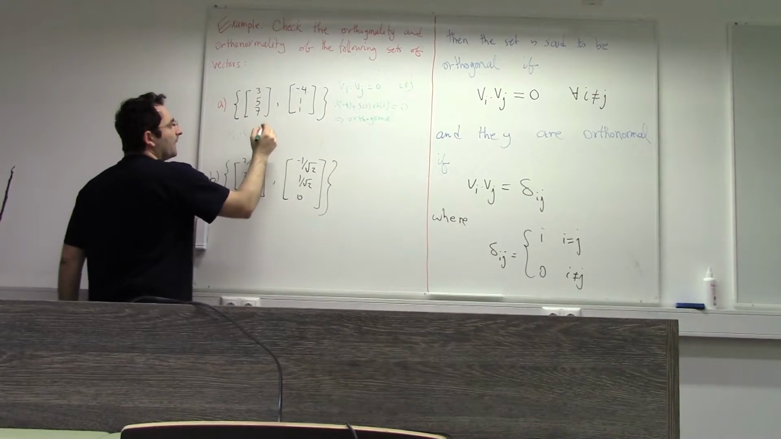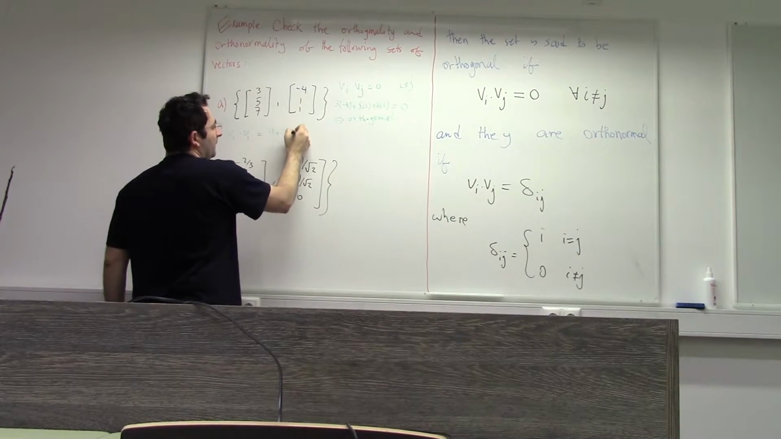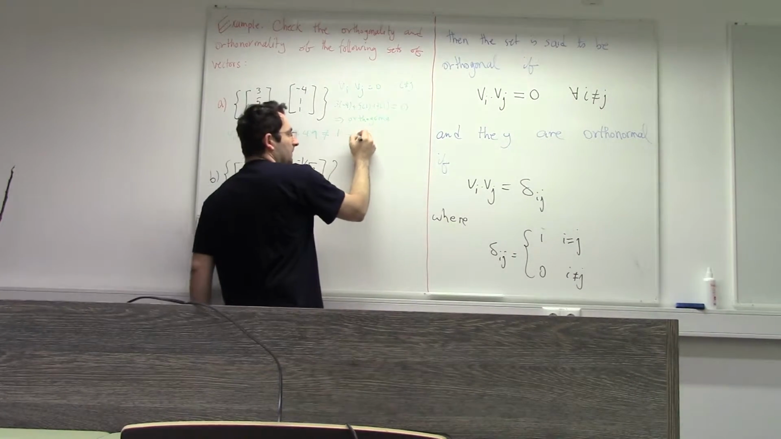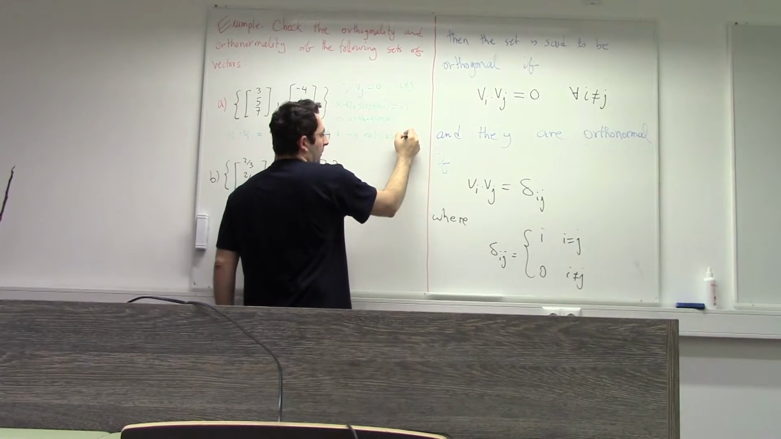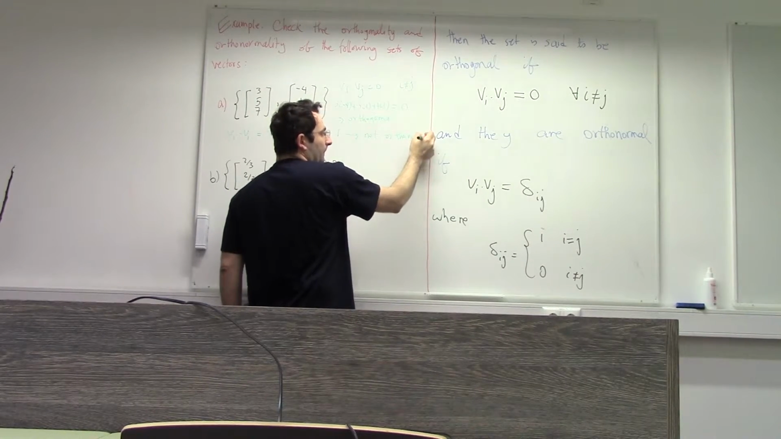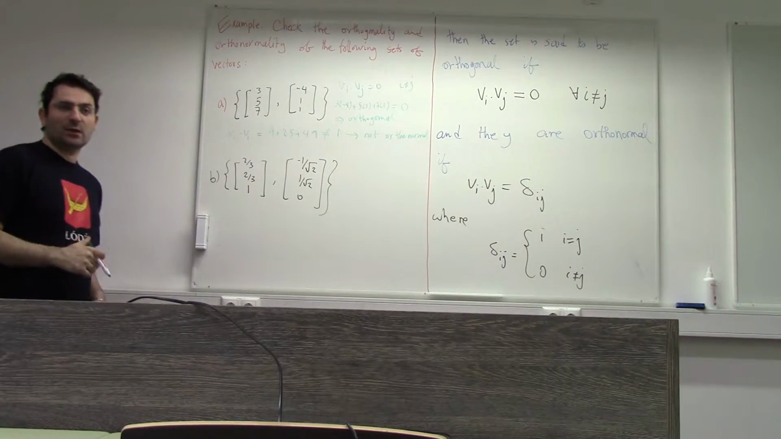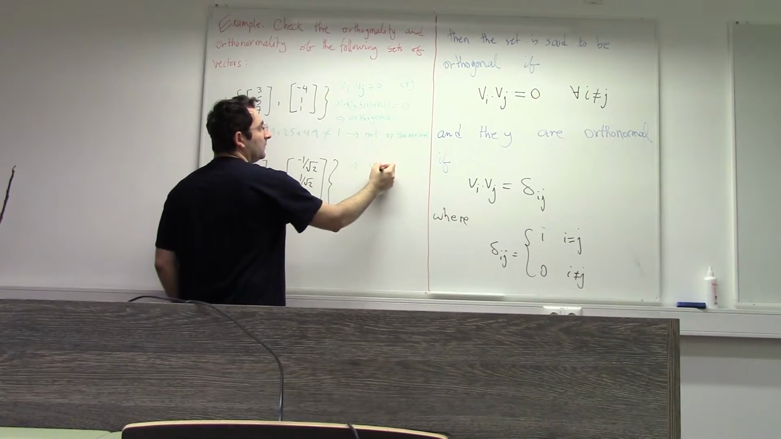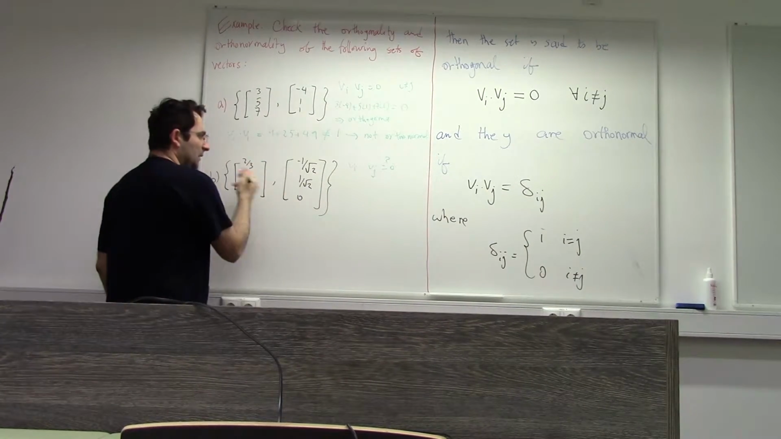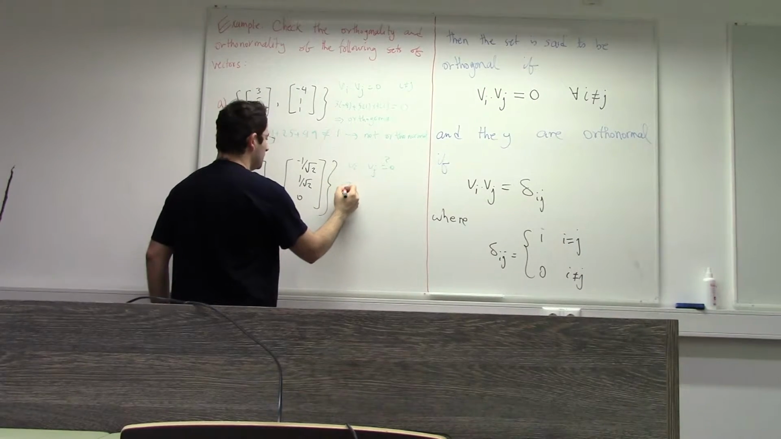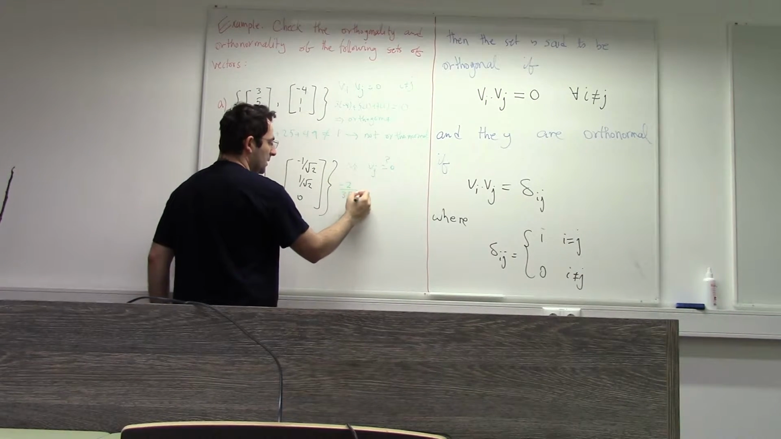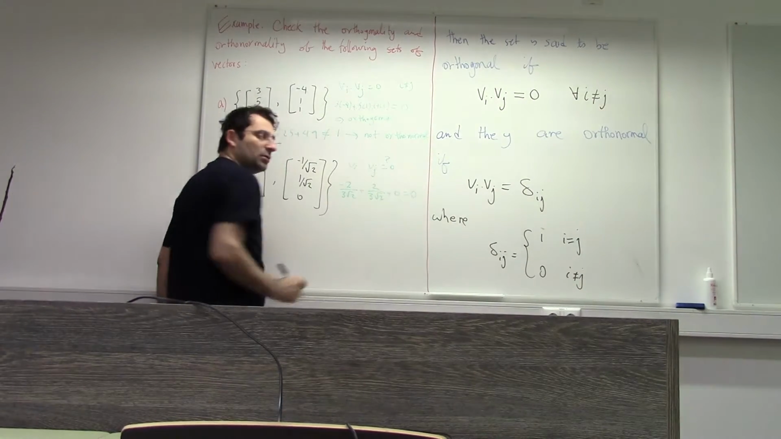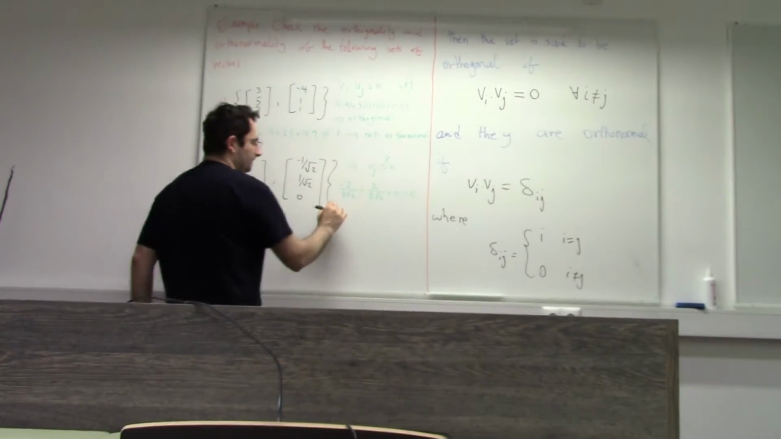What do we get? We get 9 plus 25 plus 49, which is definitely not 1. So it's not orthonormal. Here, let's see the orthogonality. Vi dot vj, we have to check it. If we do it, we will see that we have minus 2 over 3 root 2 plus 2 over 3 root 2 plus 0, which is 0. So it is orthogonal.